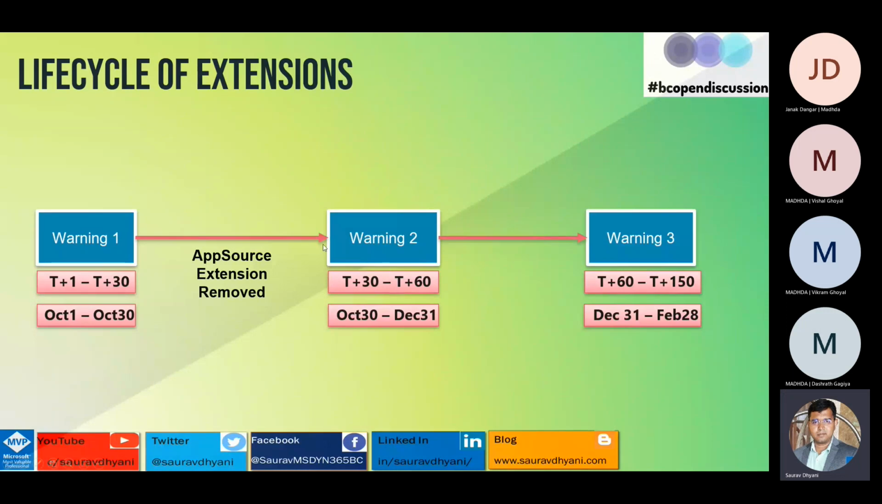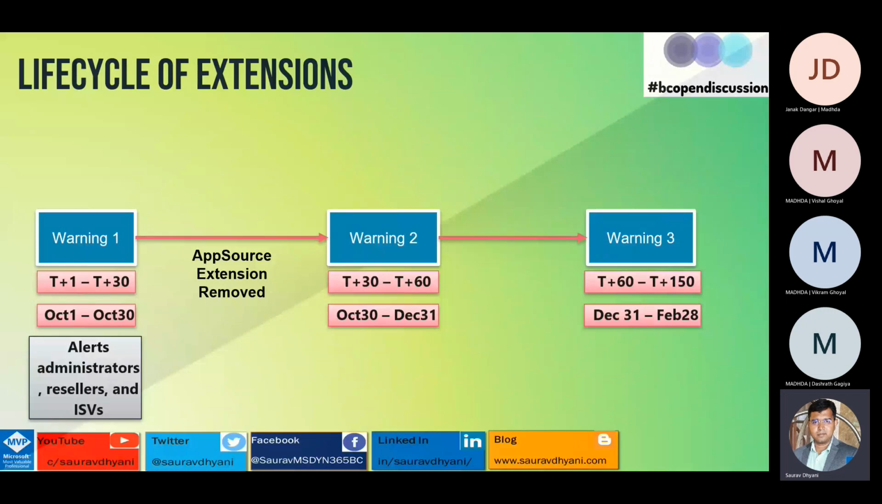And during these 30 days, the notification goes to the administrators listed in that notification area, the resellers, which will also be listed in that area, which are partners, and also to the ISV if it's an AppSource extension.